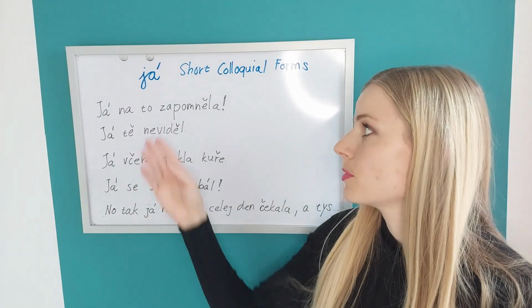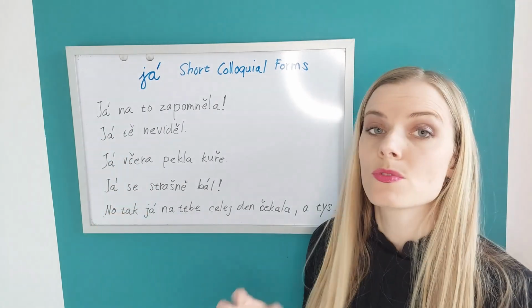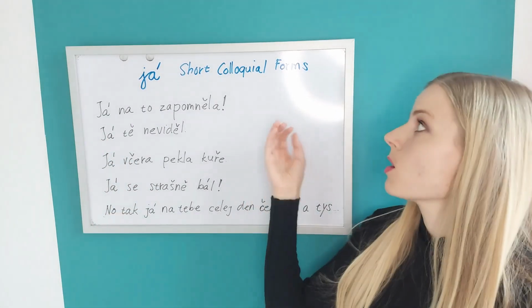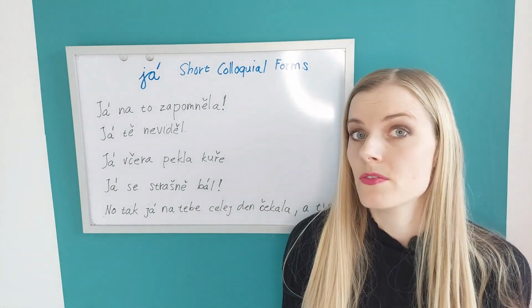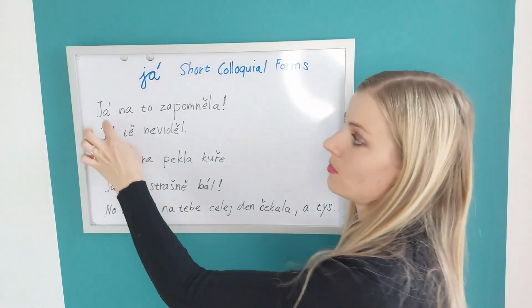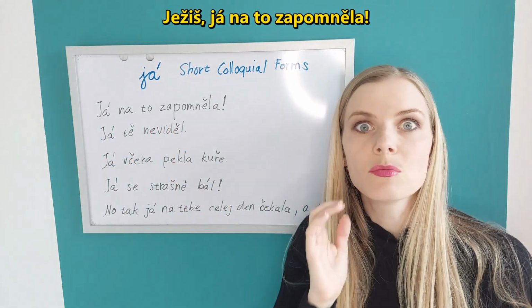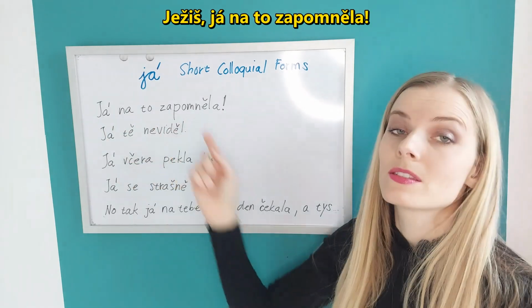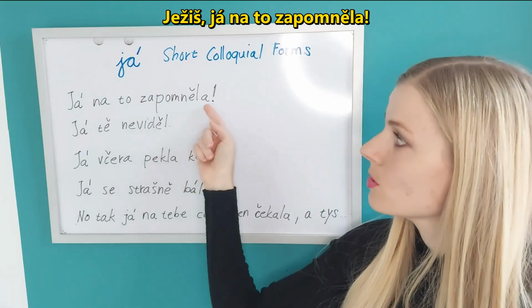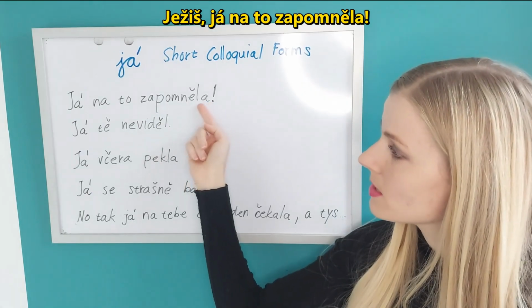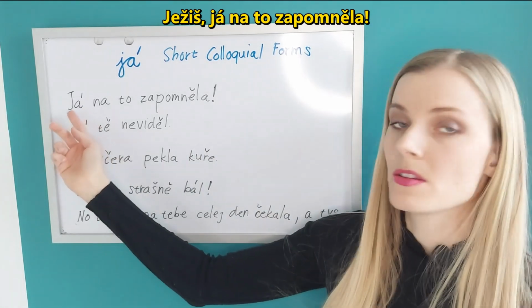Let's start with the pronoun já. I wrote 5 sentences that use these informal colloquial forms that are short. They're not using the auxiliary verb. But remember, we do have to mention the pronoun here. For example, já na to zapomněla. I forgot about it. Já na to zapomněla. There's no jsem. You know that it's past tense from the ending here, and you know it refers to I because of this pronoun right here.